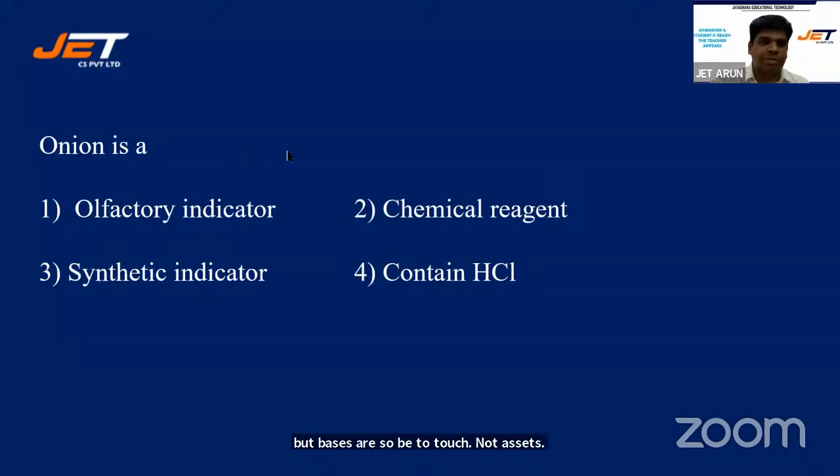Onion is olfactory indicator, chemical reagent, synthetic indicator, contains HCl. All right, Ria, I'll come back to that.